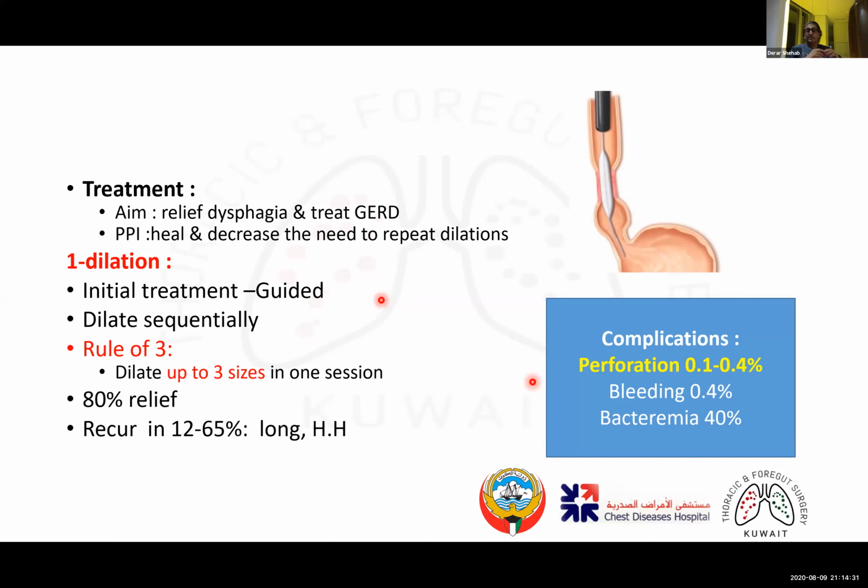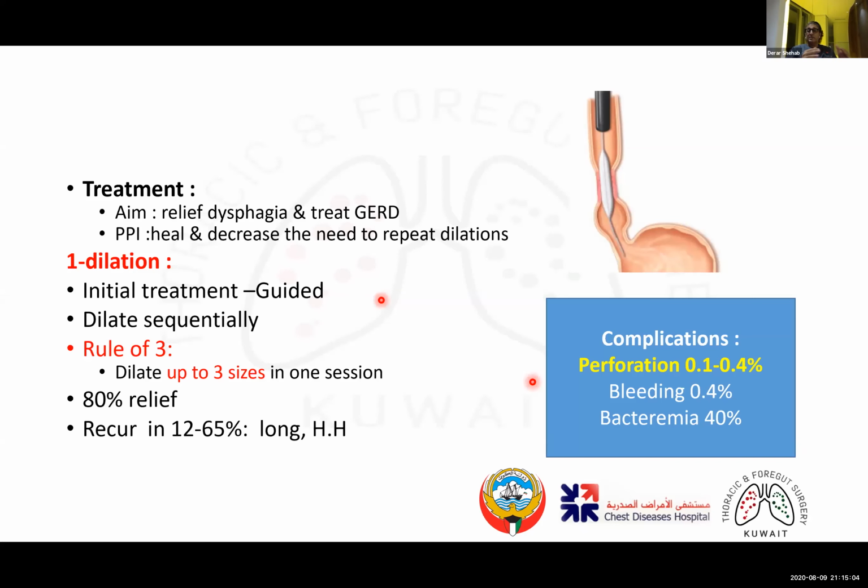Schatzki's ring, you should always start with dilatation, either balloon dilatation or Savary or bougie dilatation. But remember that it should be guided dilatation. You want to decrease the risk of perforation as much as possible. So that's why I use the rule of three. The rule of three is that you should only dilate up to 3 sizes in one session. Don't go more than that.